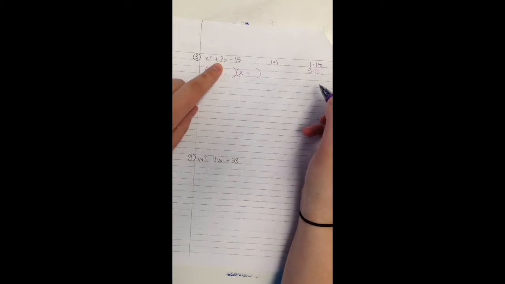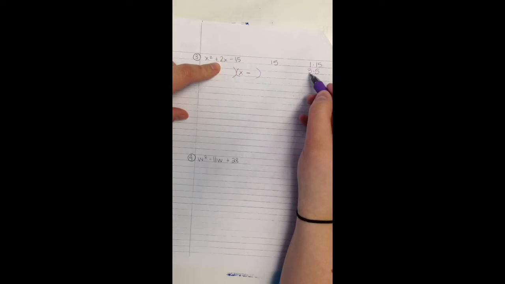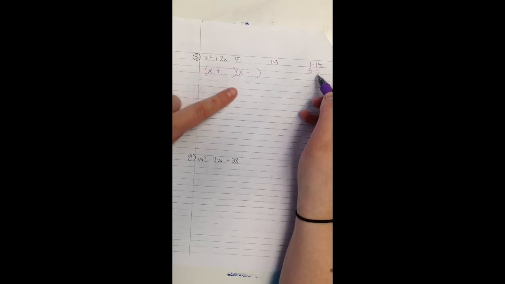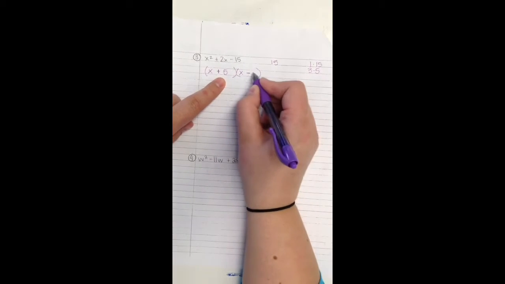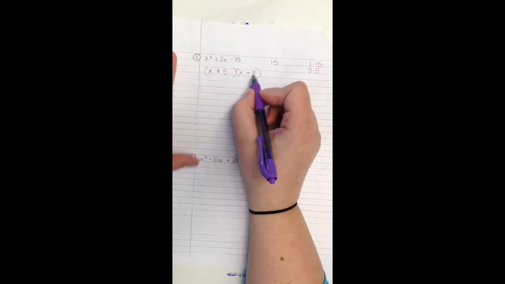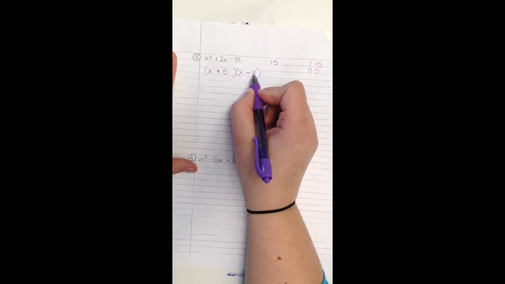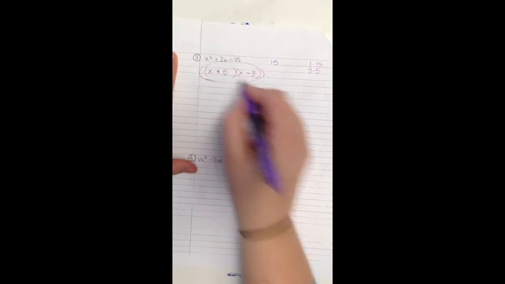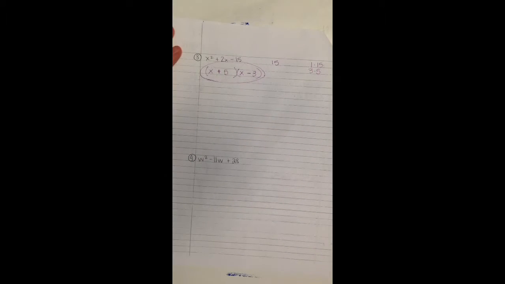Now I'm trying to get a positive 2. So if I add 3 and subtract 5, I get negative 2. That one won't work. But if I add 5 and subtract 3, I get a positive 2. That's why the order matters. So we can't have a 3 here because if the 5 was here, we'd get a negative 2. Okay? Let's do the next one.